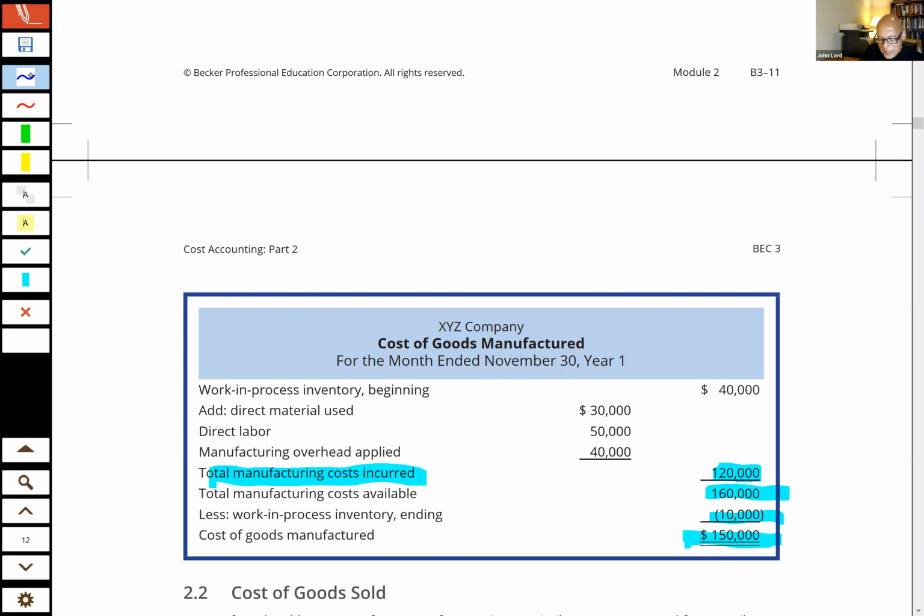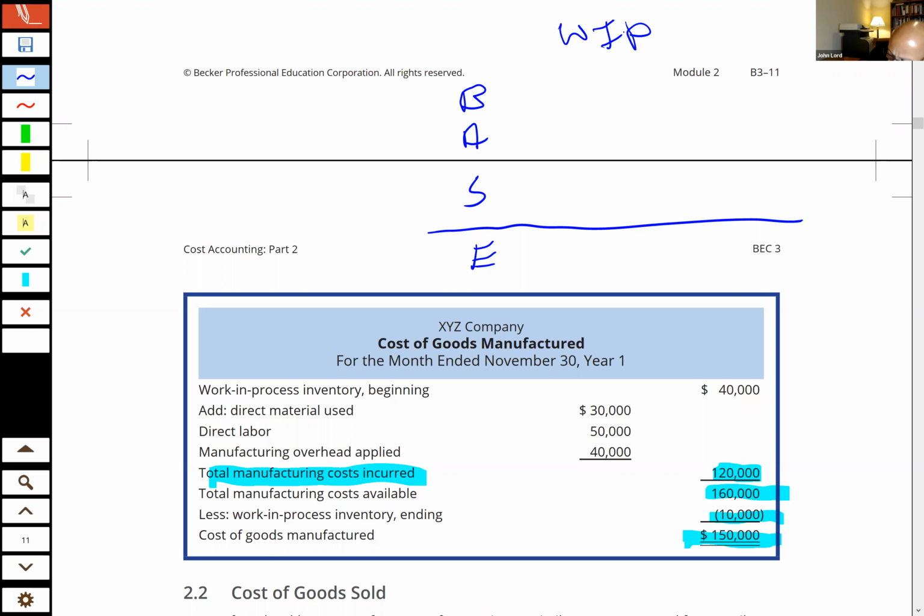I think it's easier to remember if you think of the flow of those T accounts that we were looking at. So I like to use for these things, and Becker came up with this mnemonic, and the mnemonic is BASE, B-A-S-E, okay? And let's just say that we're analyzing the work in process account. If we're analyzing the work in process account, this to me works more with the way they ask questions, and it's just easier to remember the flow of the journal entries, right?